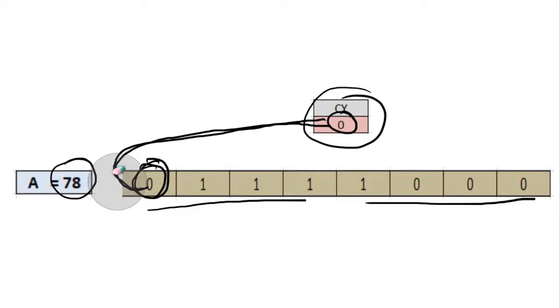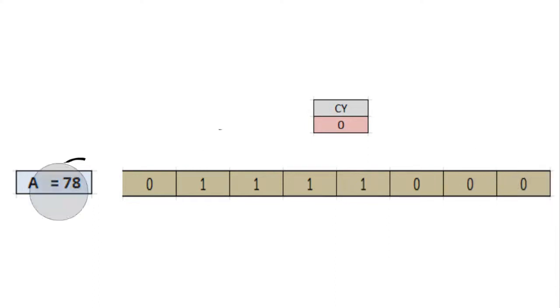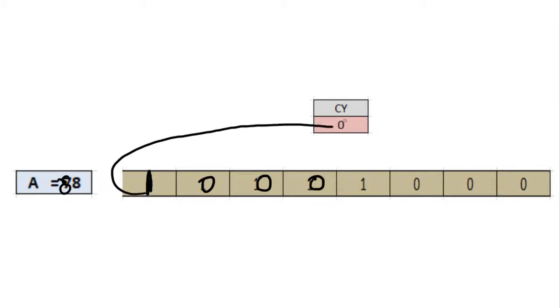Now suppose instead of 78 we had 88, just making a change. Then we would have 1 for the leftmost bit, then 0, 0, 0, and this is 1000. Now with rotate left, this bit will go into the carry and carry would be set. If carry is set, it means this is a negative number. So this 88 would be a negative number.